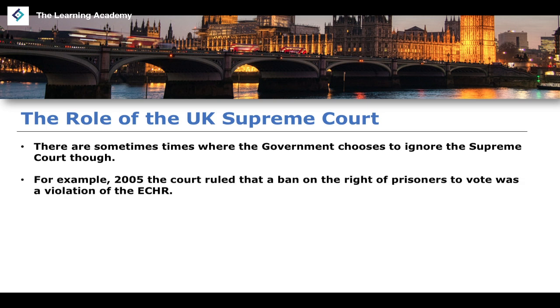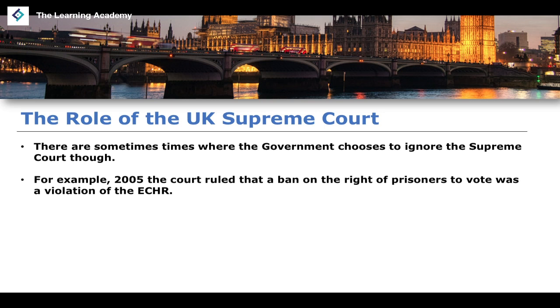An example of this can be seen in 2005, where the court ruled that a ban on the right of prisoners to vote was a violation of the European Convention on Human Rights. It still is a violation of the ECHR. It is a violation of human rights to have a general overall ban on any prisoner's right to vote. It wouldn't necessarily be a human rights violation to suggest that certain prisoners wouldn't be allowed to vote, but to suggest that because you are a prisoner, by reference to that aspect of your personality, you cannot vote, that's a violation of human rights.